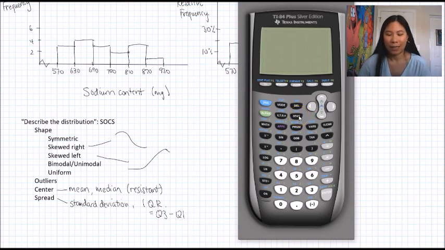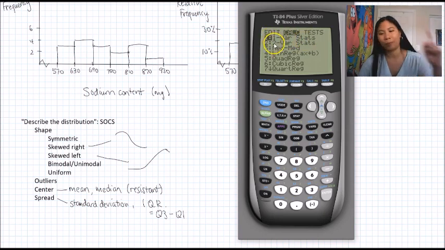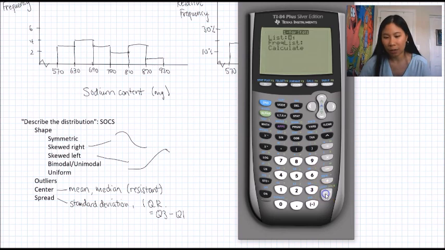Our favorite button, stat. We're going to go over to the right so that calc is highlighted, because we're going to do some calculations. And we are looking at one variable stats, the choice number 1. One variable stats, I'm going to hit enter. Basically, it's going to take everything in my L1 and calculate a whole bunch of things for me. It actually does everything all at once, and it's so beautiful. So, list, L1, because that's where all my data was. Freq list, it's a frequency list. It doesn't matter, leave it blank. Go down so that calculate is highlighted and hit enter.